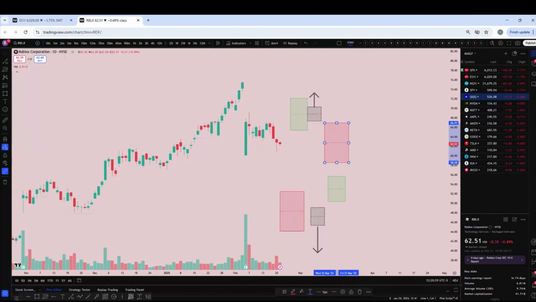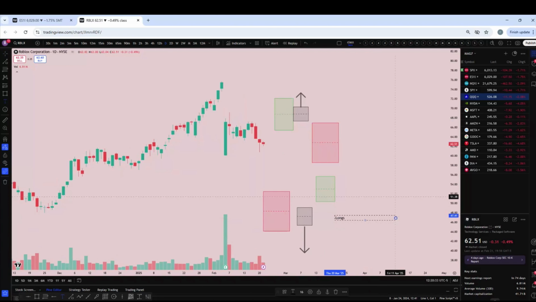So this would be for longs. This would be for shorts. All right, so inside print, gap down, go. Inside print, gap up, go. So that's kind of the type of trades I'm looking for.